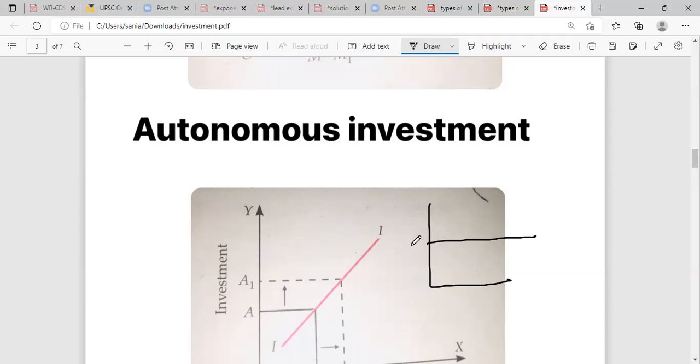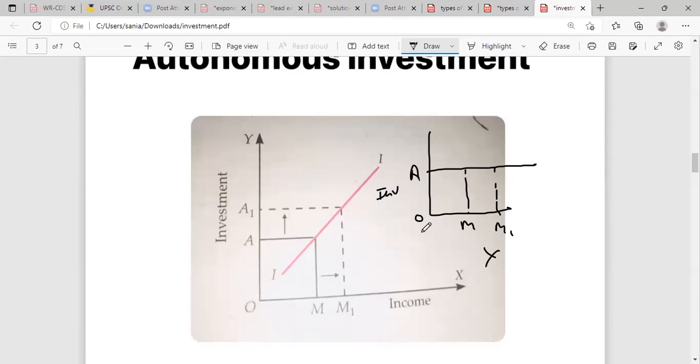So this is your A, and for example, this is your M, and this is your M1, like this. You can see your income is being changed, but your investment is all the same, right? So this is your investment, this is your income. Your income is being changed. Over here, what was happening? Income was changed, and along with that this was also changing. But here you can see it is not being changed. It is the same, right? So this means this is autonomous, because autonomous investment is not being affected by the change in level of income. Clear? Yes, ma'am. Clear. Okay.